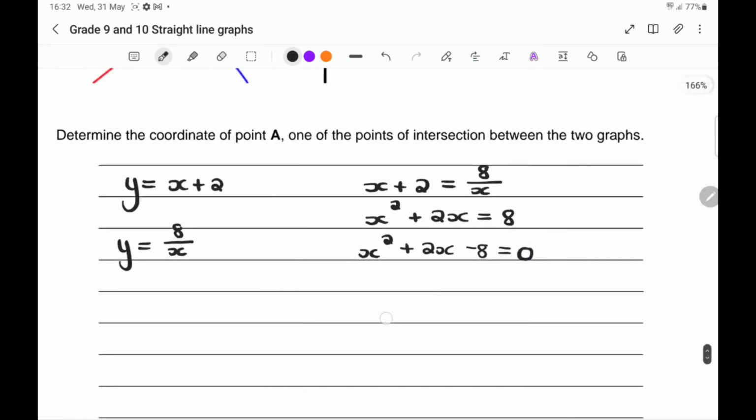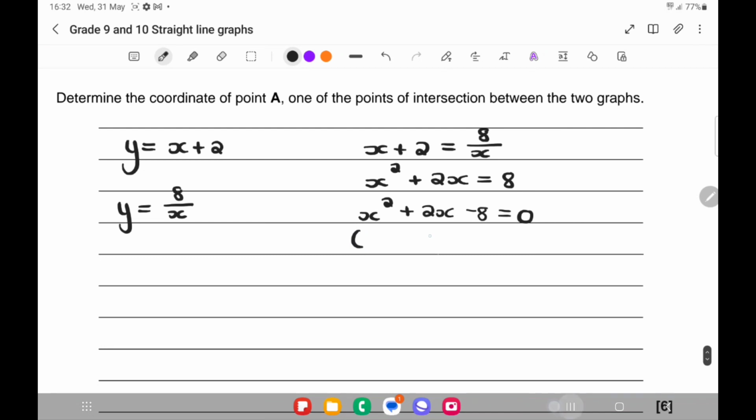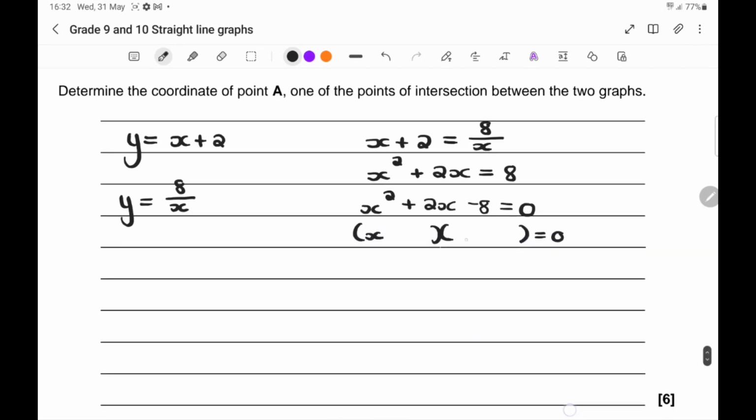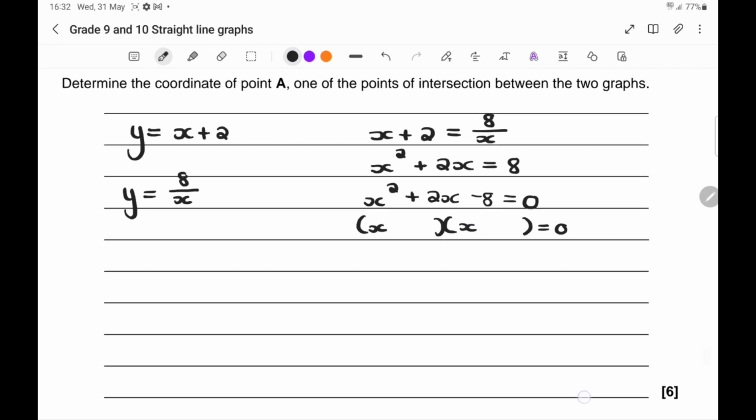A lovely trinomial. Hopefully you can still remember how to factorize a trinomial. If you can't, I've got videos on that. Okay, the signs are different. The first one is a plus, then a minus. What times what gives 8? 4 times 2 gives you 8. And 4 minus 2 gives you a positive 2. So x is either negative 4 or x is 2.